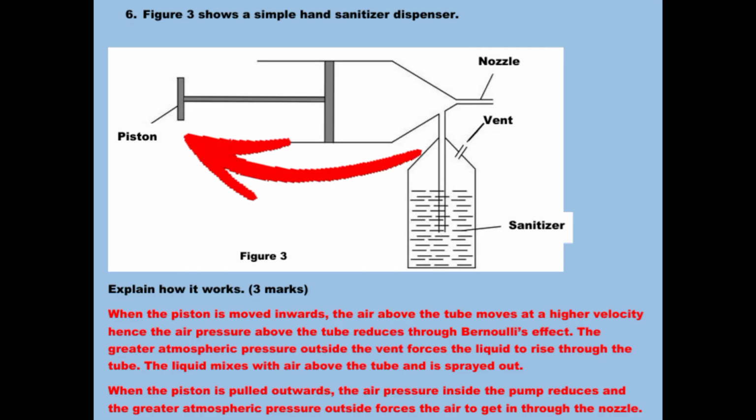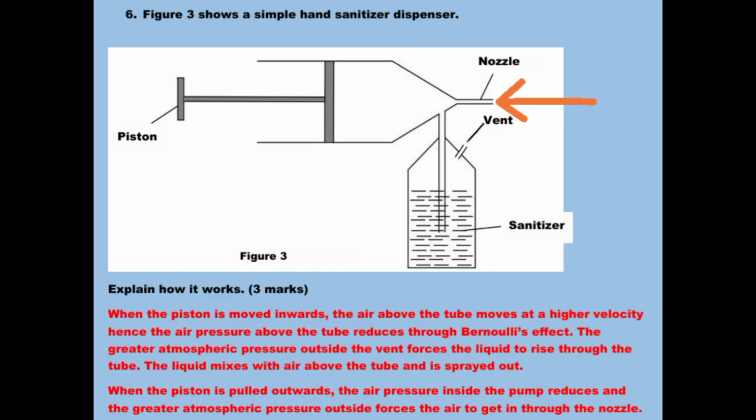And then when the piston is pulled outwards, the air pressure in the pump reduces, and the greater atmospheric pressure outside forces the air to get in through the nozzle. So what you are saying is that when you are pulling outwards the piston, you realize that the air inside the pump will now expand, and that simply means pressure decreases. And when pressure decreases, then the atmospheric pressure, which is now greater, will force the air to get in through the nozzle. Let's go to the next question.